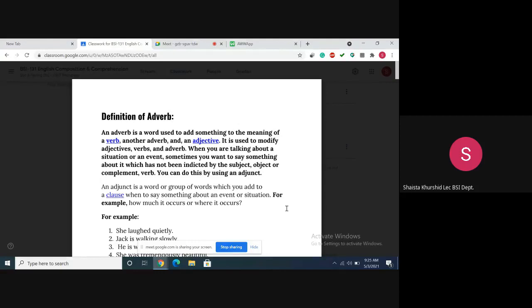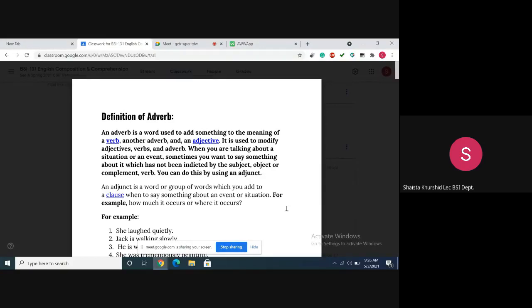When you are talking about a situation or any event, and you want to talk about it more, or intensify or qualify that situation or event, it is mainly not indicated by the subject, object, or complement in the sentence. This job is actually done by adverbs and adjectives, specifically adverbs.